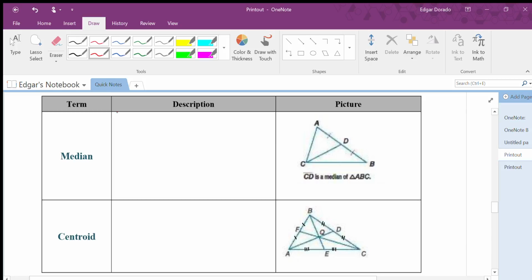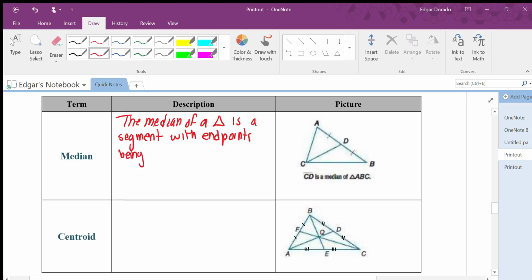The median of a triangle is a segment with endpoints being a vertex of a triangle and the midpoint of the opposite side.